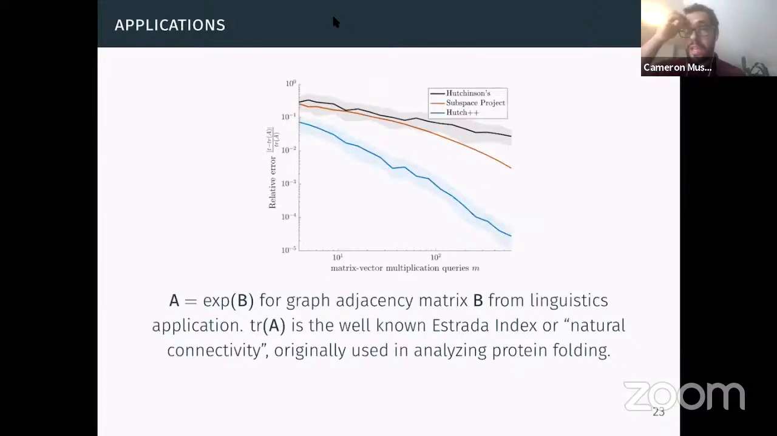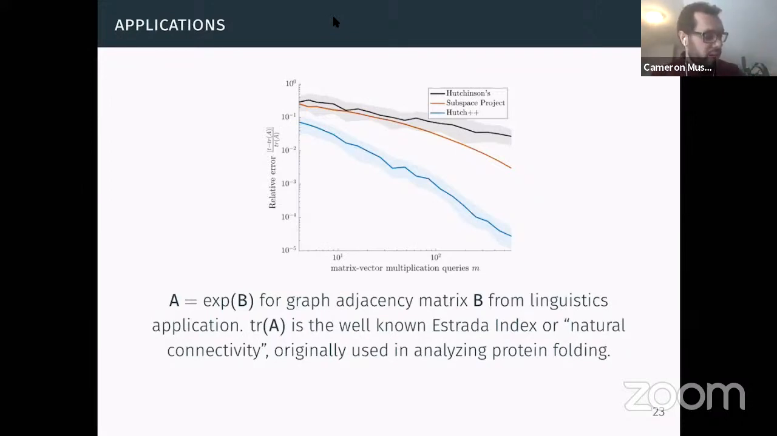Another application we looked at was approximating the trace of the matrix exponential, where the matrix exponential is applied to a graph adjacency matrix. This trace, when I apply it to an adjacency matrix, is known as the Estrada index, or the natural connectivity of the network. The matrix exponential tends to make big eigenvalues bigger and small eigenvalues smaller. So it's kind of a good case for our method.